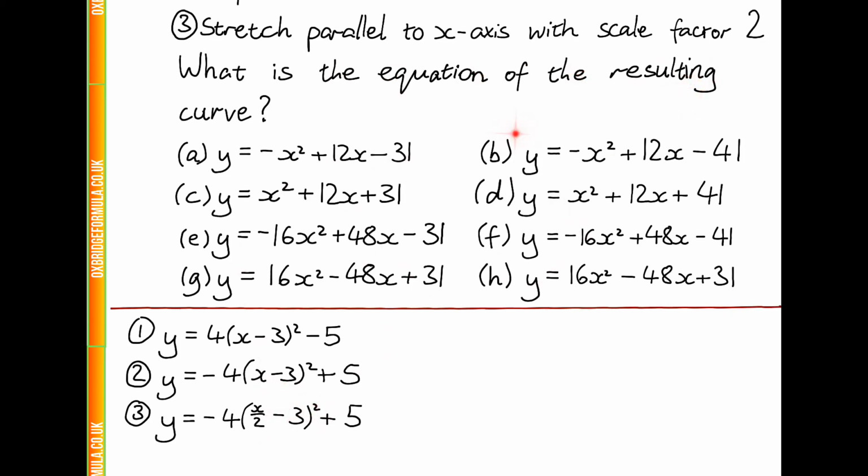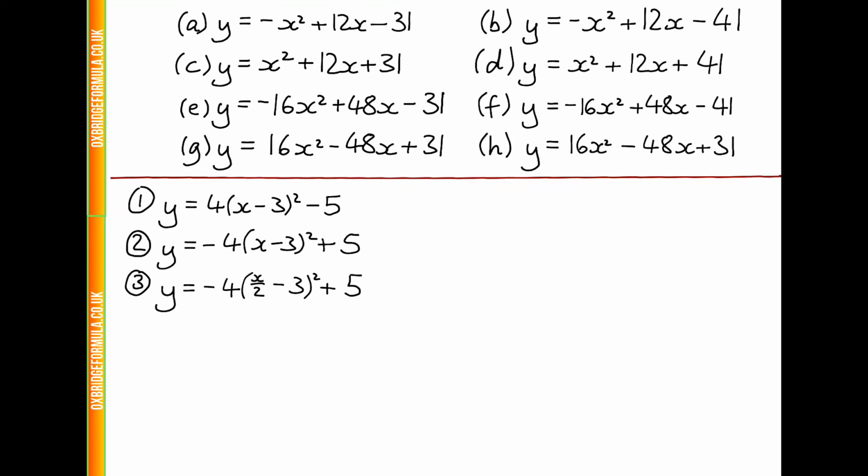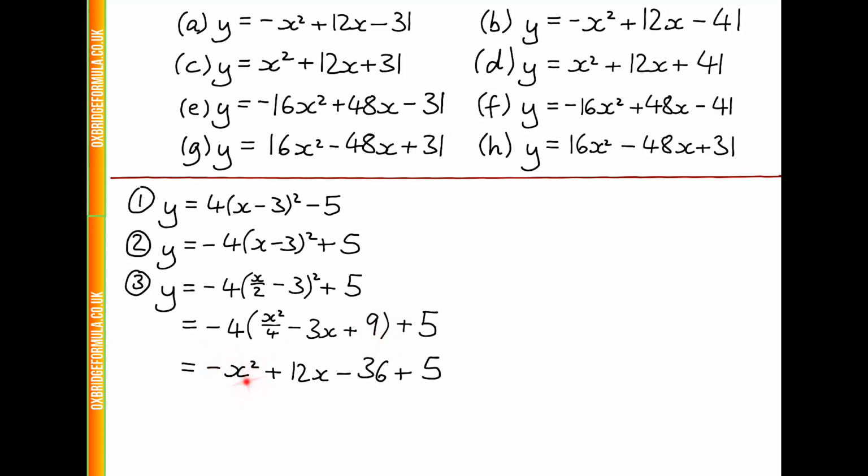However, we need to find it in the form of all of these options, which means that we need to expand out the brackets and collect some terms. So let's start by squaring this bracket, and that gives us minus 4 times (x squared over 4 minus 3x plus 9), still with the plus 5 on the end. Now if we multiply everything in the bracket by minus 4, we get minus x squared plus 12x minus 36 plus 5, and bringing the minus 36 and 5 together we get a minus 31.